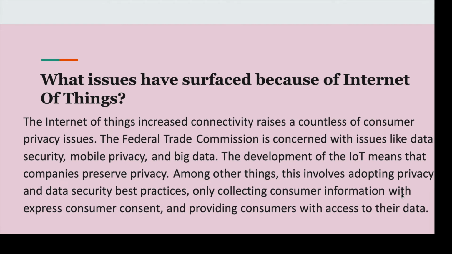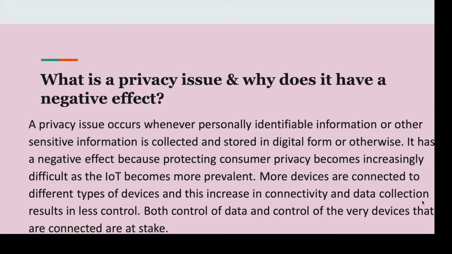So next is what issues have surfaced because of the Internet of Things. The increased connectivity has raised countless consumer privacy issues. Government agencies like the Federal Trade Commission are concerned with issues such as data security, mobile privacy, and big data. The development of the IoT means that companies must preserve privacy. Among other things, this involves adopting privacy and data security best practices, only collecting consumer information with express consumer consent, and providing consumers with access to their data.